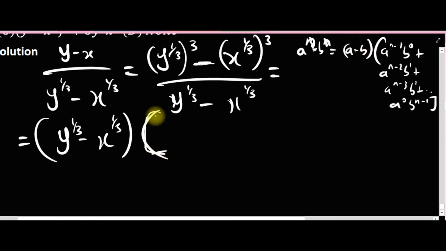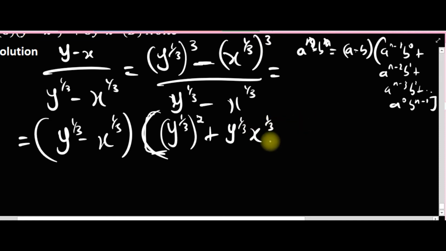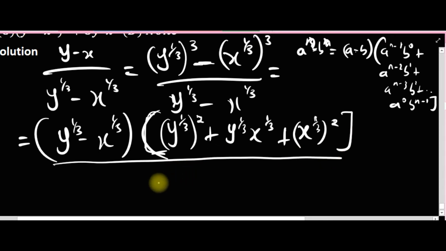Now the second one is y^(1/3) squared. Do you get? Because 3 minus 1 is 2. So a raised to power 2, which is y^(1/3) all raised to power 2, plus, minus 2 is 1, so 1, 1. So we are left with y^(1/3) times x^(1/3). Finally, plus, to decrease, 3 minus 3 is 0, so no need of writing. So we are left with x^(1/3) all squared. Then the first factor is y^(1/3) minus x^(1/3).